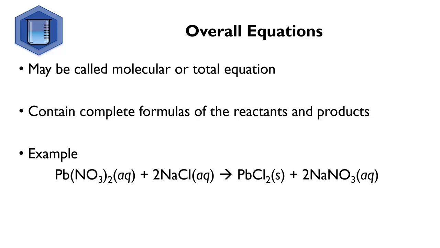For example, we use lead(II) nitrate reacting with sodium chloride to form lead(II) chloride, a solid, and sodium nitrate. I've shown the balanced chemical reaction there on the screen. You should notice that each of the substances has its phase indicated, whether it's aqueous, that is dissolved in water, or forms a solid, as is the case with the lead(II) chloride, which is a solid. But you can also have liquids or gases.